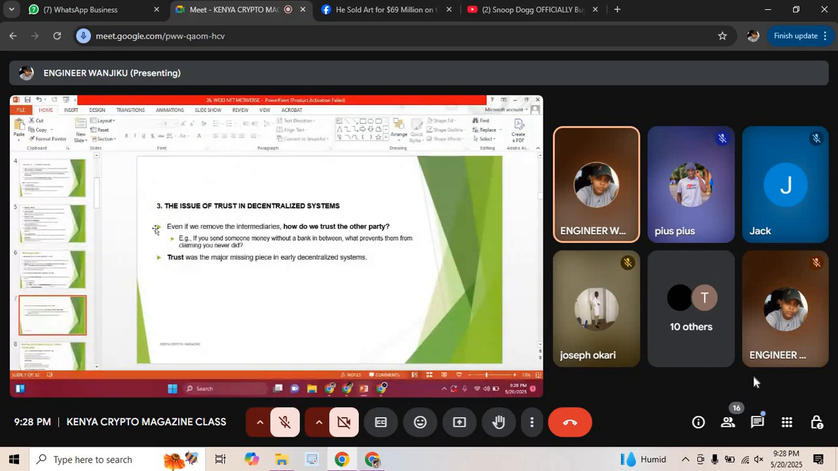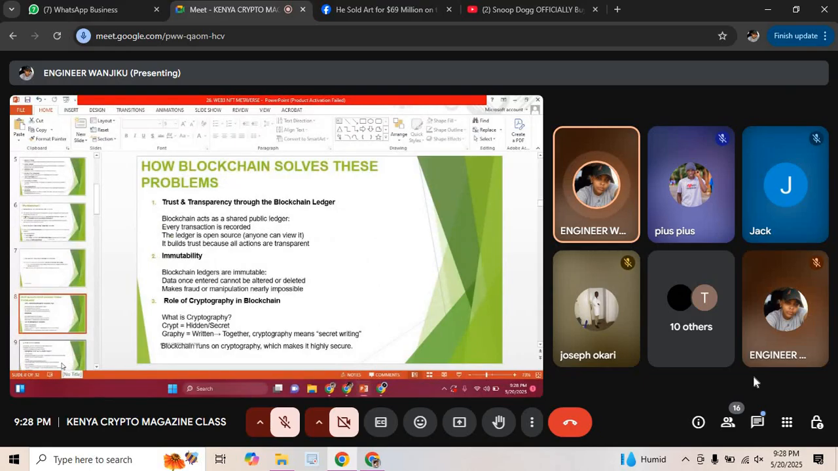Number 3, the issue of trust in decentralized systems. So even if we remove intermediaries, how do we trust the other party? For example, if you need to send someone money without a bank in between, what prevents them from claiming you never did? So trust was also the major missing piece in the decentralized system.